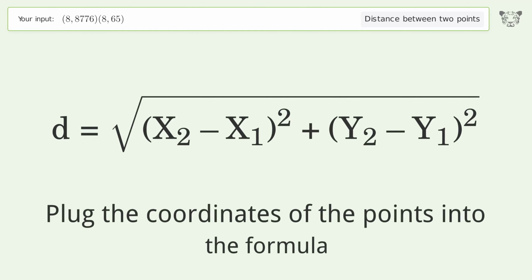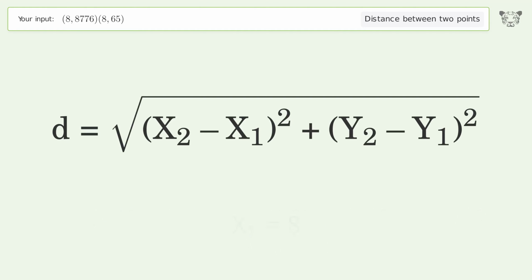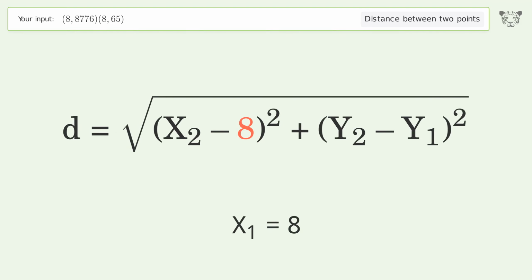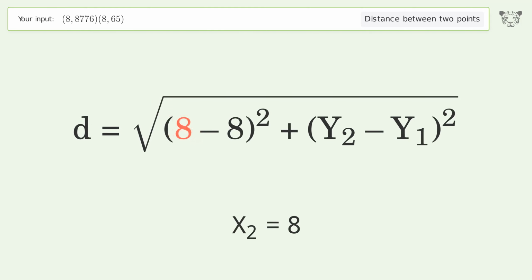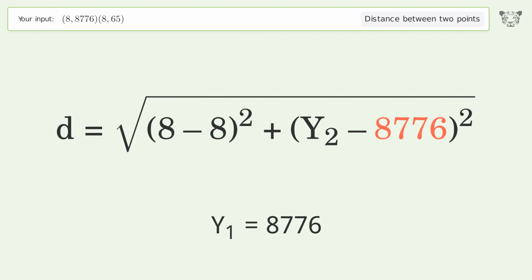Plug the coordinates of the points into the formula. x1 equals 8. x2 equals 8. y1 equals 8776. y2 equals 65.